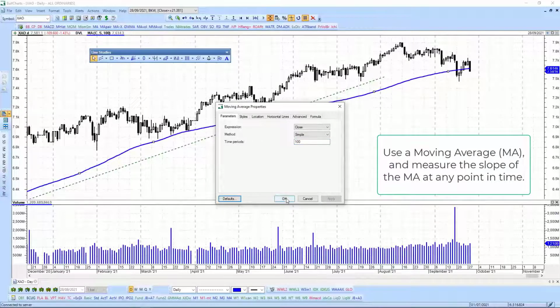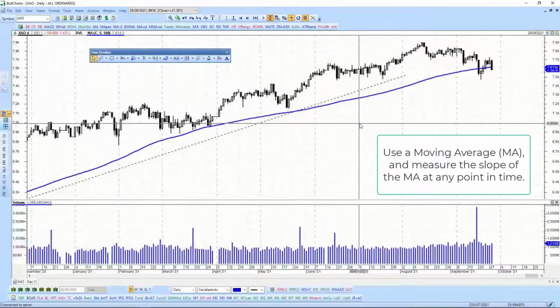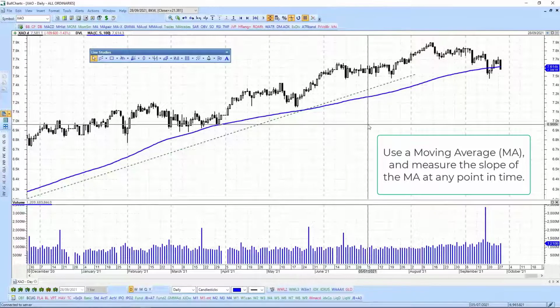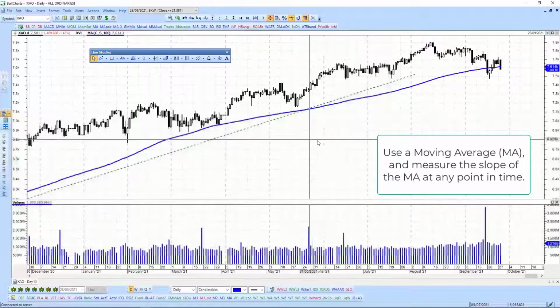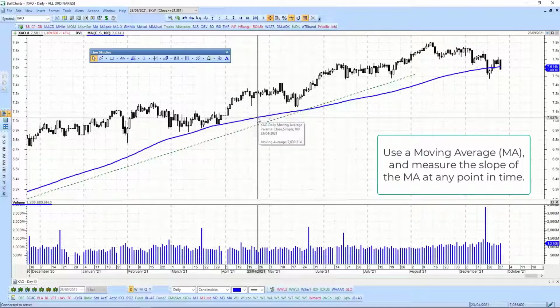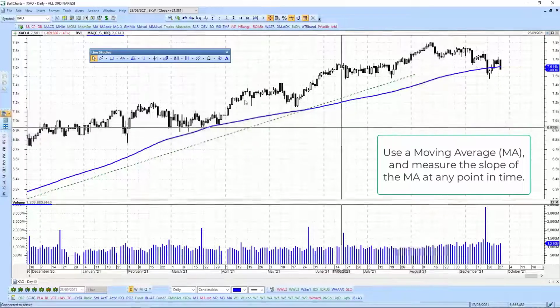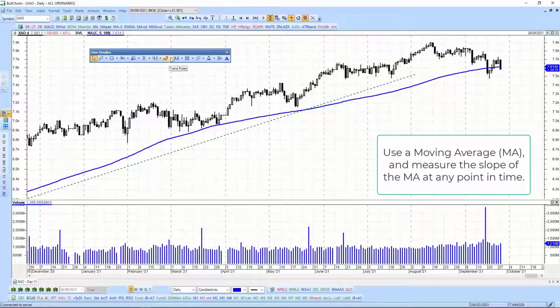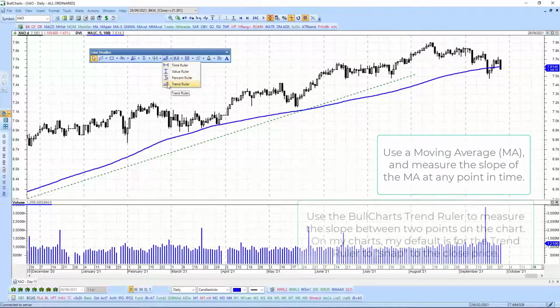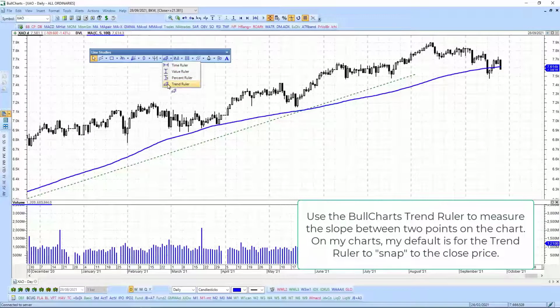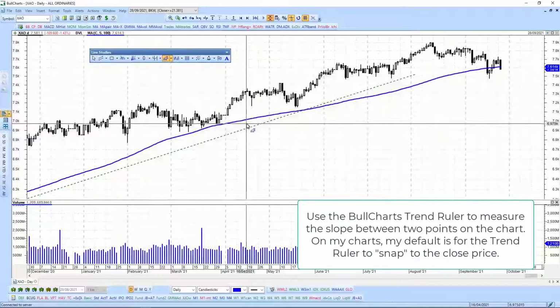And I'm only guessing here and doing this by trial and error, which is something that we should be doing a lot of to try to work out what it is that we're really looking for, hoping to get an edge over someone else. How do we find the slope of this at any one point in time? One way to do it is to use this trend ruler on the line studies bar.